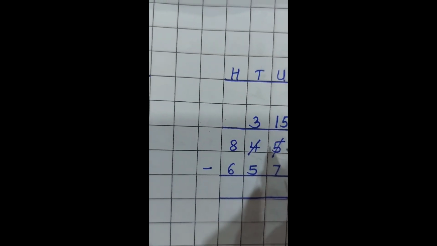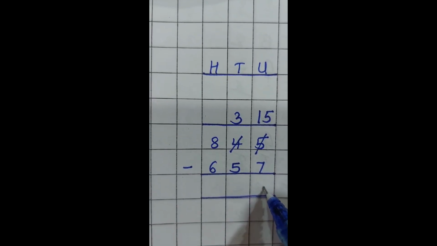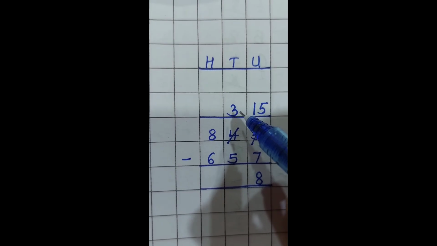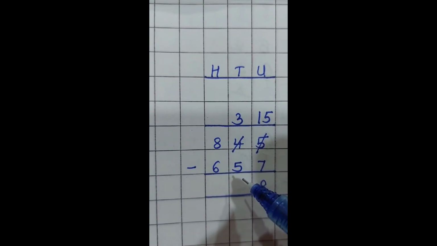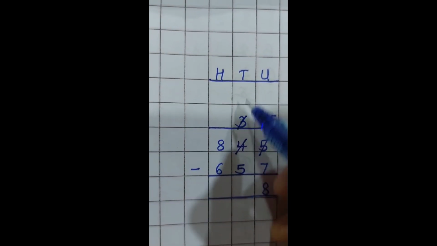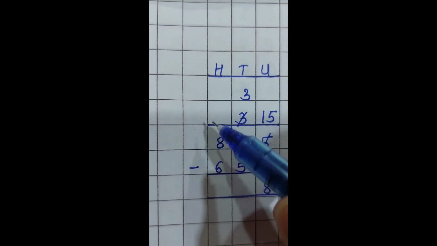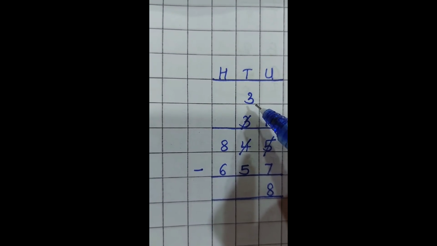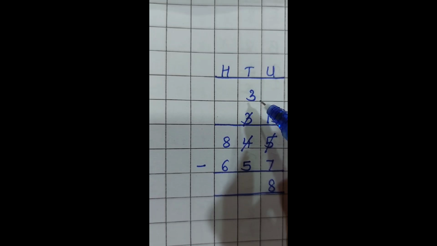Now 15 minus 7, how much will that be? Yes, it will give you 8. Now let us subtract the numbers in the tens place. 3 minus 5. Is it possible? No, we cannot subtract 5 from 3. So we cancel this 3 and write here on the top. Now we have to untie 100 and convert these 3 tens into a bigger number so that we can subtract 5 tens from 3 tens.